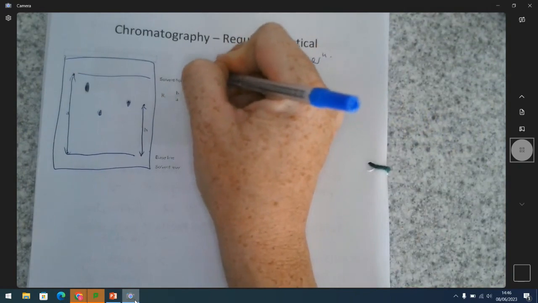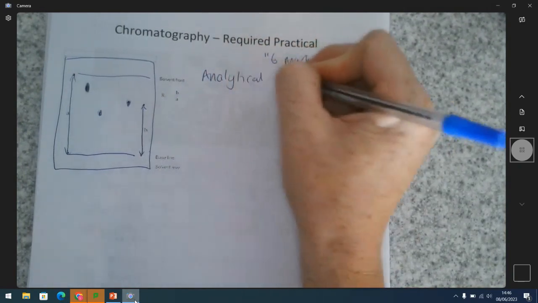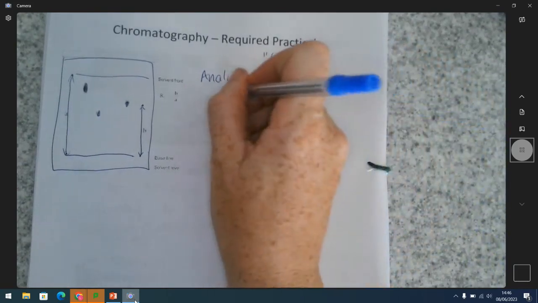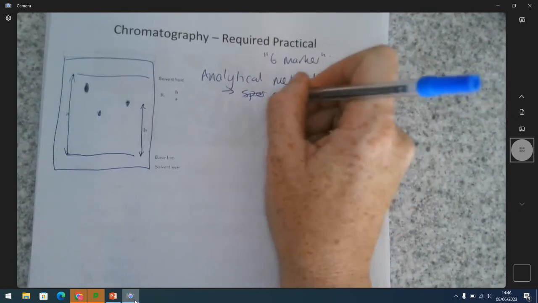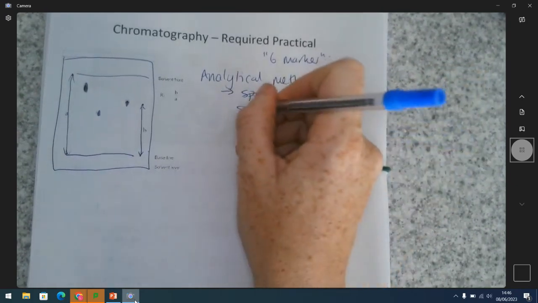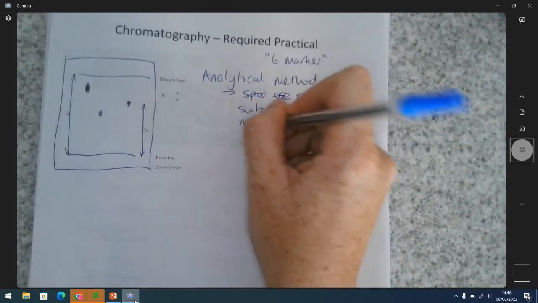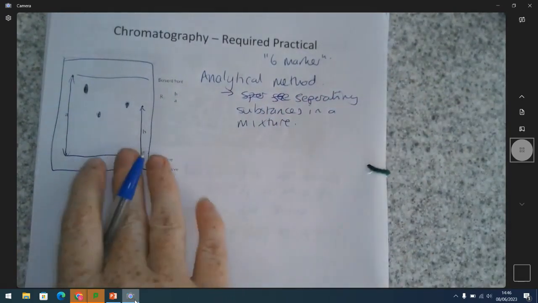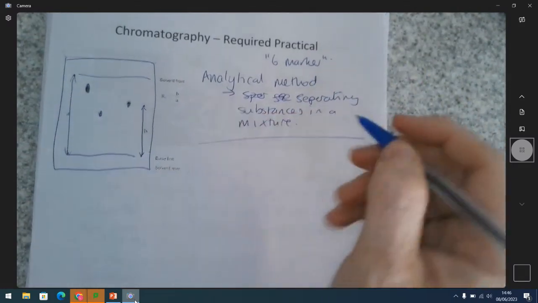So the first thing I want you to be aware of is this is an analytical method. It is a way of separating substances in a mixture. It's usually things like ink or dye, and we can do that following this particular method.